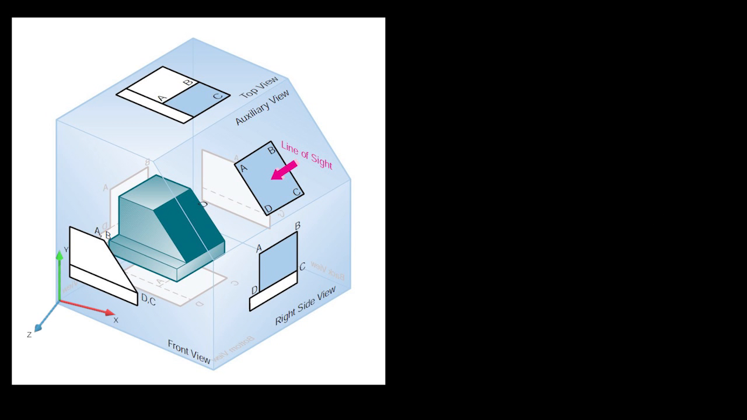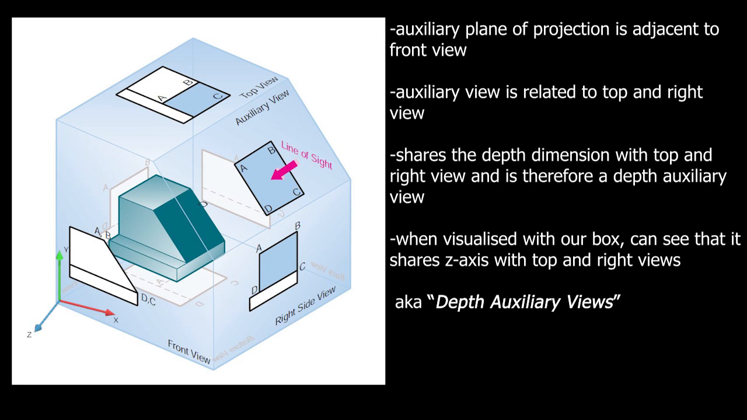First we have the depth auxiliary views. These are drawn adjacent to the front plane of projection. So these auxiliary views are related with respect to the top and right side views. So they share the depth dimension with the top and right side views, which is clearly visible from the folded view of this box with the auxiliary view. We can see that the three related views share the z-axis.